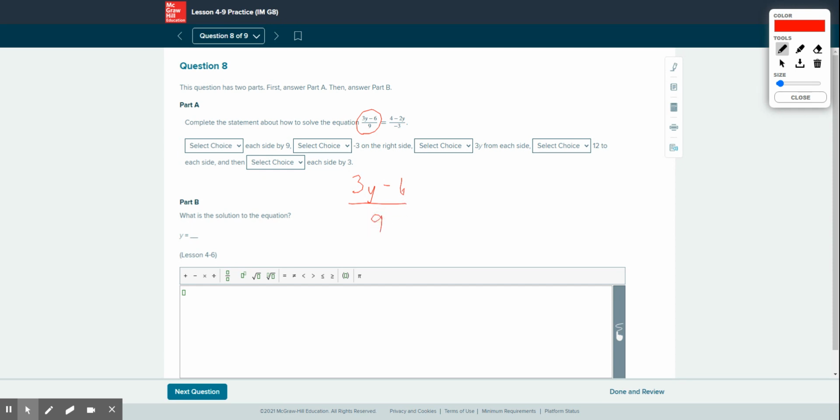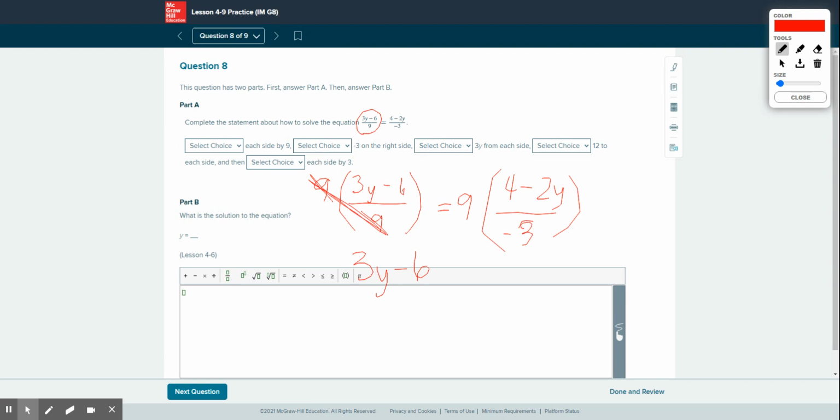If I multiply this expression times 9, and if I multiply the other expression times 9, let's look at what's left. Remember that we're multiplying by 9 on the denominator to eliminate the denominator. That leaves me with 3 times y minus 6. When we look at this side, we can eliminate this denominator because 9 divided by 9 is 1.